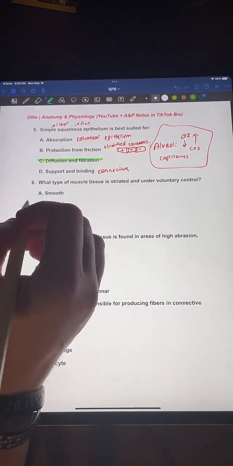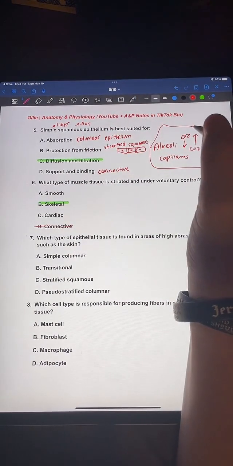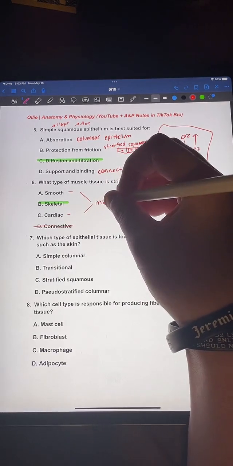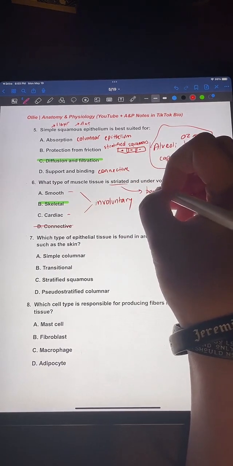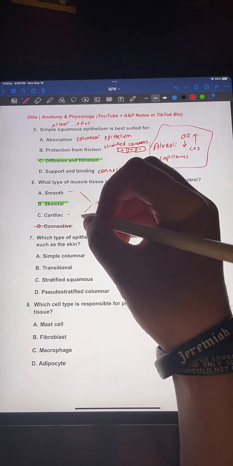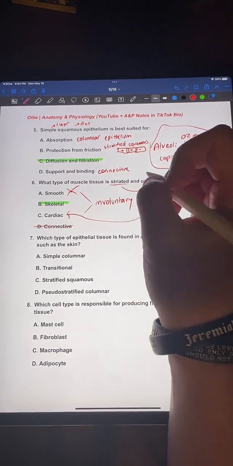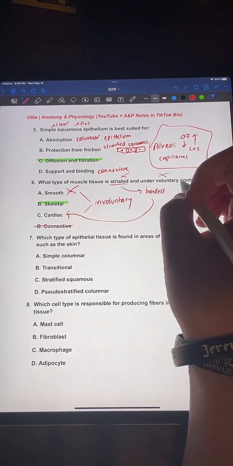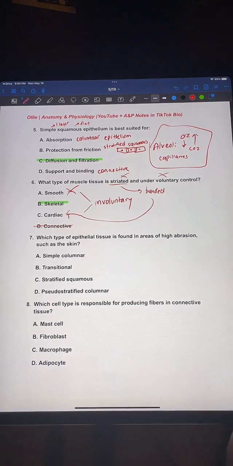The answer is B. It is skeletal. So connective is not a muscle tissue. Smooth and cardiac are, but these are both involuntary. Striated means banded. So it allows for some rhythmic contraction. Banded is also cardiac tissue, but not smooth. So smooth is not voluntary and not striated or banded. Skeletal is striated and voluntary. Cardiac is involuntary and banded or striated.